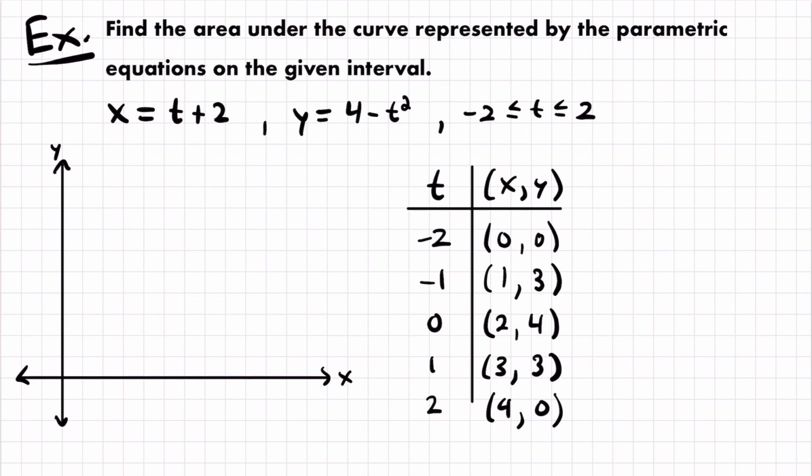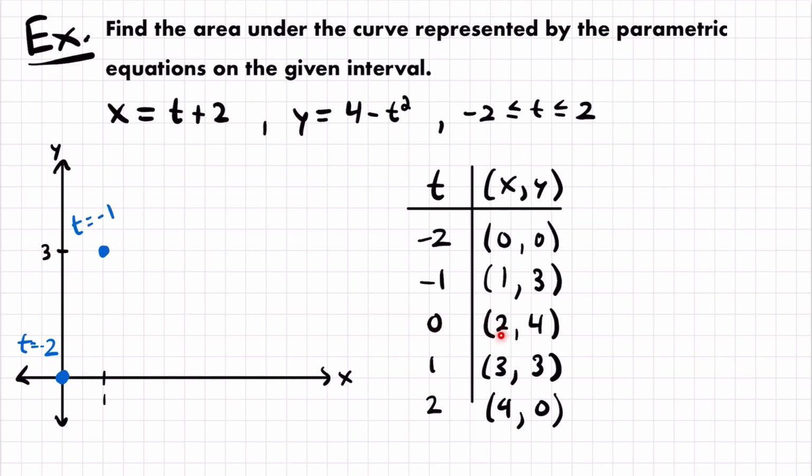Our first point is when t equals -2. That's at the point 0, 0. And so that's the origin. So I'll plot that right at the origin here. That is where t equals -2. Then our next point is 1, 3. So I'm going to say that this is x equals 1, and this is y equals 3. And so our next point will be right here. That is when t equals -1.